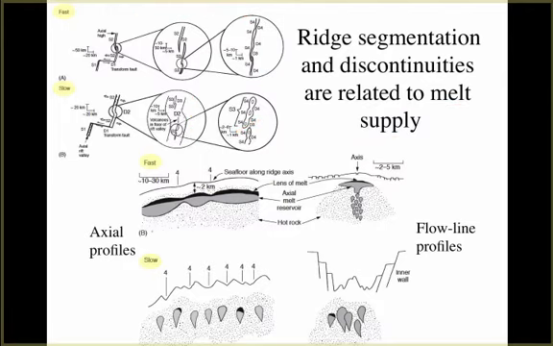the supply of melt. In a fast ridge system, we have a lot of melt available. There's a melt reservoir along the axis of the ridge, and the supply of that melt is leading to these continuous ridges, whereas a lack of melt in a slow ridge system means that the upper crust is behaving more rigidly, and we end up with discontinuities and segmentation along the length of a ridge system.